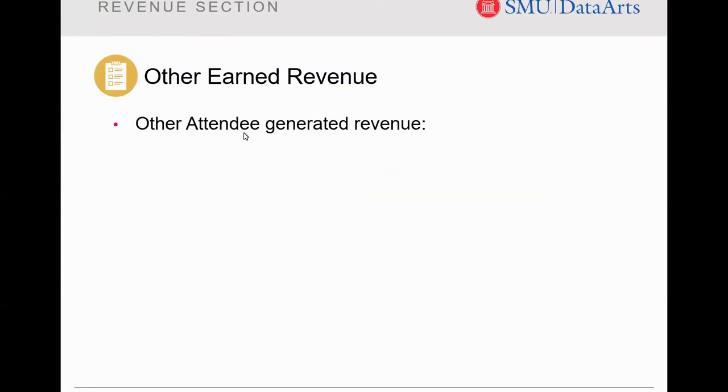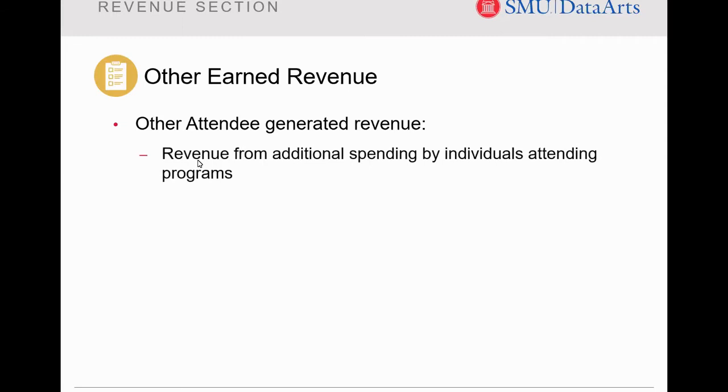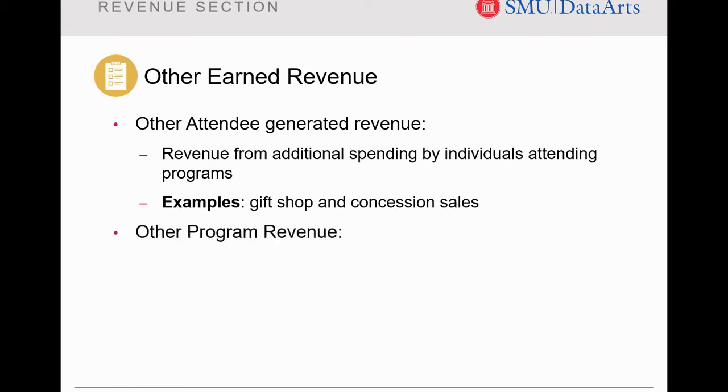So in the new survey, these other lines in the earned revenue section are further broken down into 2 ways. The first is this concept of attendee generated revenue. This is defined as revenue from additional spending by individuals attending your programs. An example of this would be gift shop and concession sales, things that people buy while they're attending your programs.